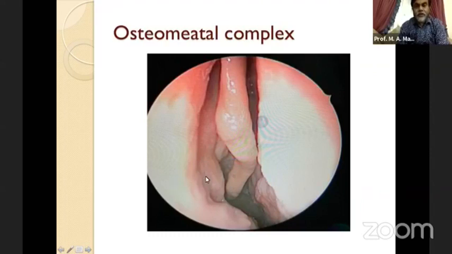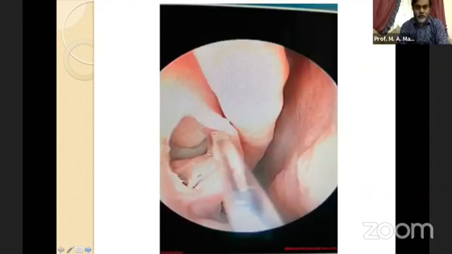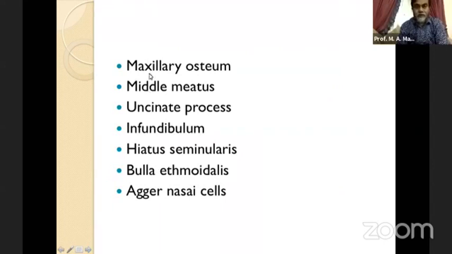So maxillary sinus ostium, then middle meatus, this part, uncinate process, bulla ethmoidalis, and underneath here infundibulum, hiatus semilunaris, and along the extreme anterior part of the middle turbinate here, the agger nasi cells. So these are the parts of the osteomeatal complex: maxillary ostium, middle meatus, uncinate process, infundibulum, hiatus semilunaris, bulla ethmoidalis, and agger nasi cells. This is important for your MCQ, Viva exam, and written paper as well. We usually ask this question.